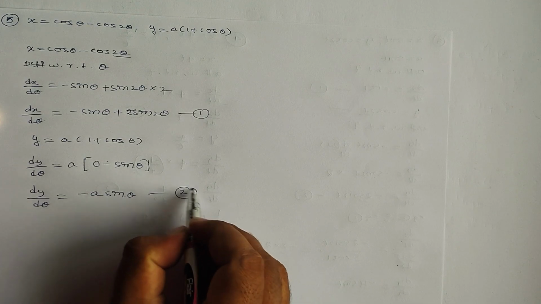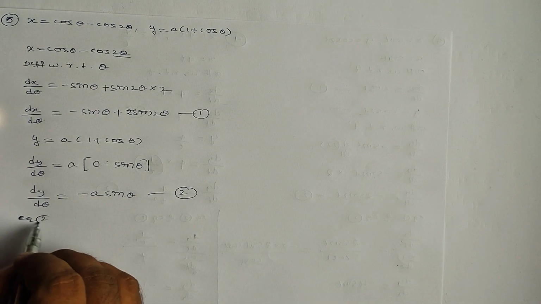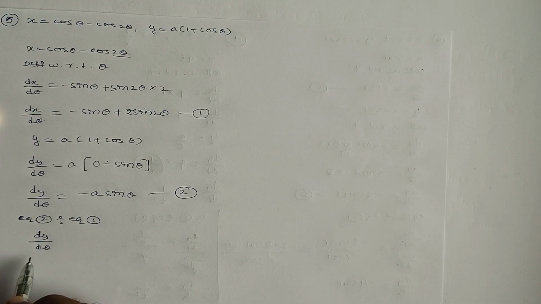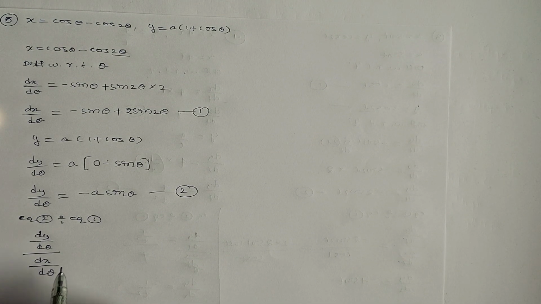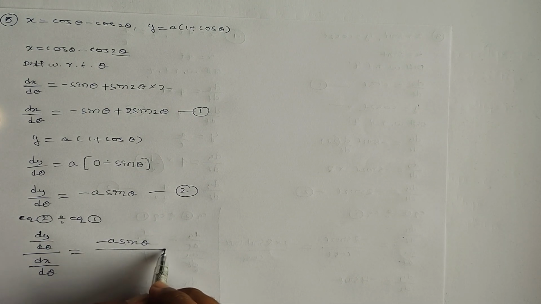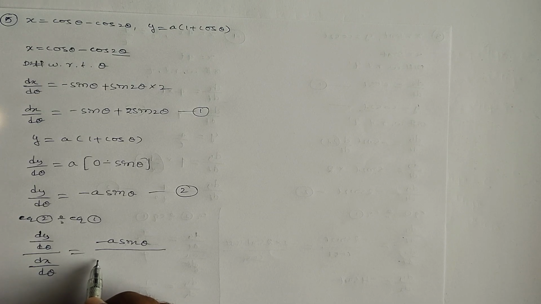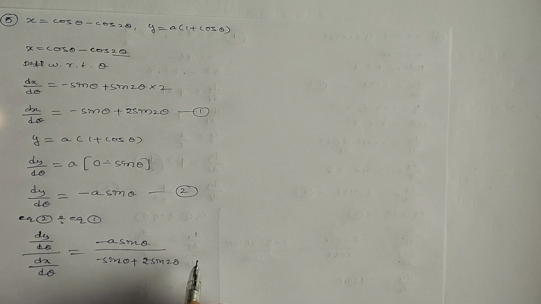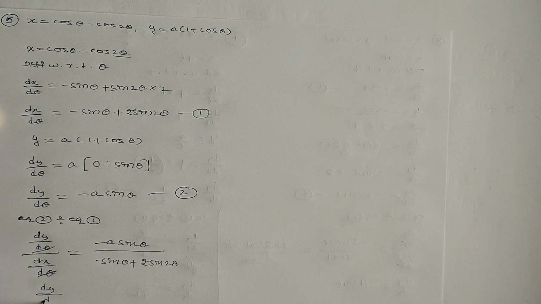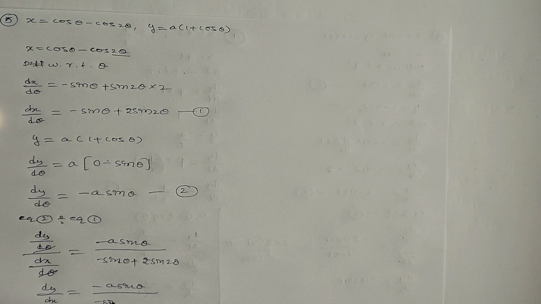Say equation number 2. Equation number 2 divided by equation number 1: dy by d theta divided by dx by d theta is equal to minus a sin theta divided by minus sin theta plus 2 sin 2 theta. Here d theta cancels and dy by dx is equal to minus a sin theta divided by minus sin theta plus 2 cos 2 theta.